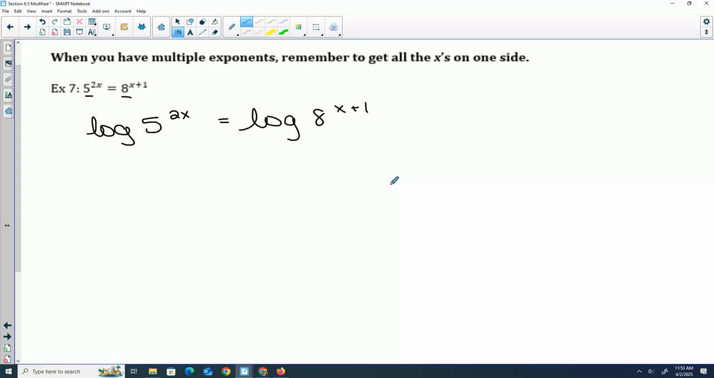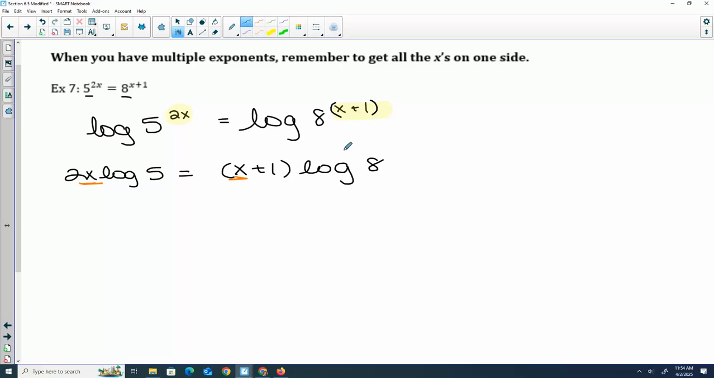And then once you have logs, what's the thing we always do next? Both exponents come down. So I have 2x log 5 equals x plus 1 times log 8. I put that x plus 1 in parentheses because that's all getting multiplied with my log 8. Now here's where it's different from the last problem. I have multiple x's. I have to be able to get those on the same side.